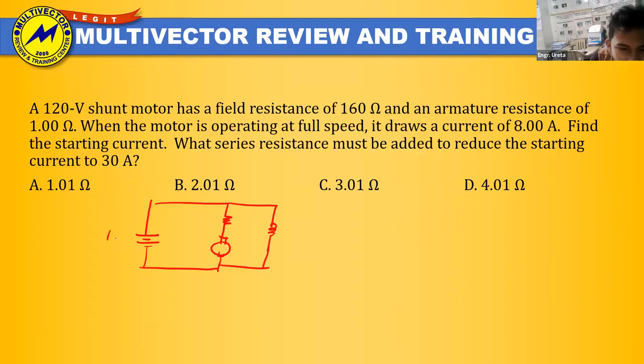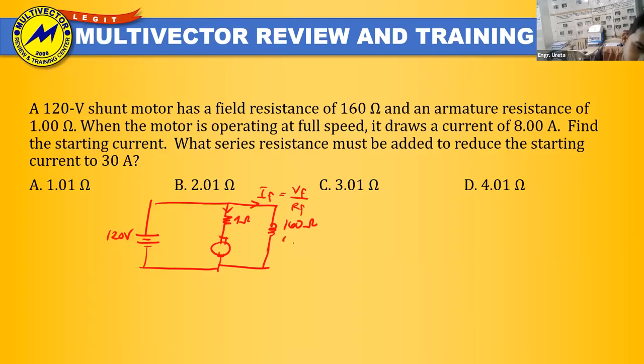Okay, so sinabi niya 120 volts shunt motor. Field resistance is 160 ohm. Sabi niya the armature resistance is 1 ohm. So hanapin muna natin yung field current. Our field current is just the voltage ng field natin all over RF.